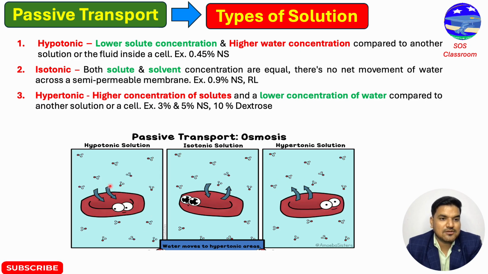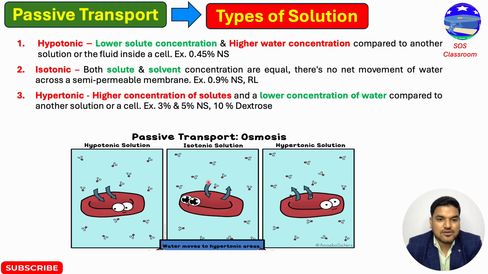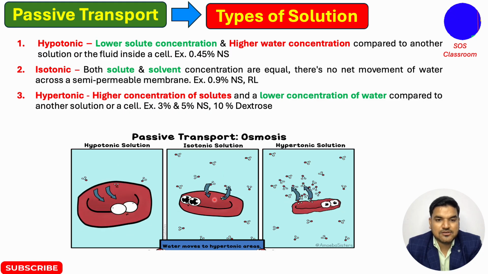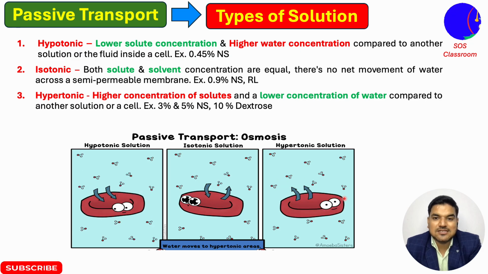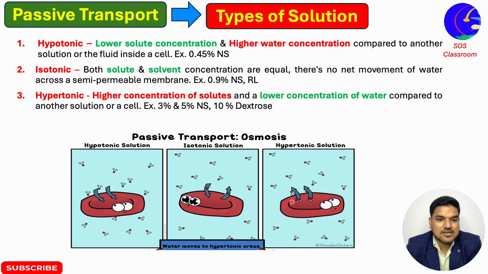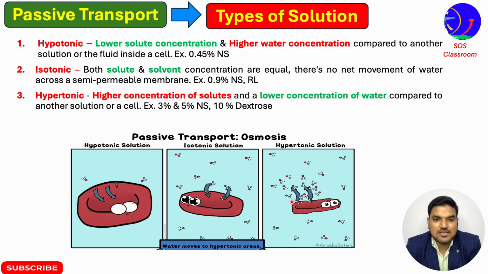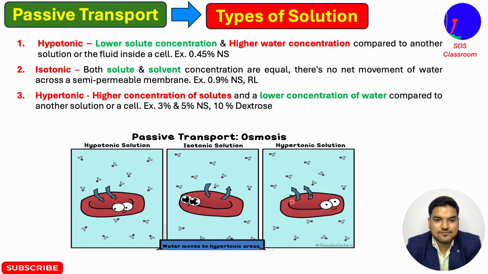One is the hypotonic solution. Solvent moves inside the cell. This is the isotonic solution. There is no movement, or maybe a little movement, but there is no change in the cell structure. Why? Because of the equal concentration inside and outside of the cell. Inside is the cytoplasm and outside is the extracellular fluid.